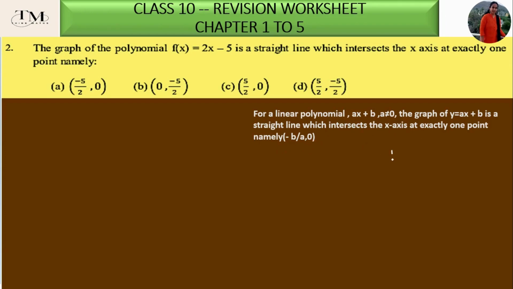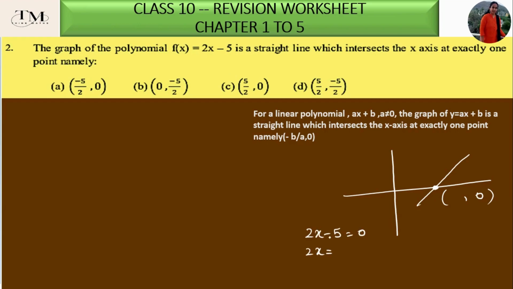Because if a line intersects the x-axis at one point, so at this point y value will be 0. So there will be only x coordinate. Y coordinate will be 0. So if y coordinate is 0, we will get 2x minus 5 is equal to 0. Then 2x will be equal to minus 5 will become plus 5. Then x will be equal to 5 by 2. 2 is in numerator. It will come to denominator. So this point will be 5 by 2 comma 0.